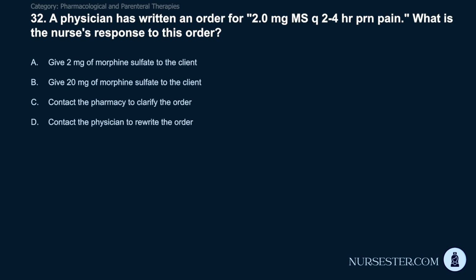32. A physician has written an order for 2.0 mg MSQ 2 to 4 hour PRN pain.